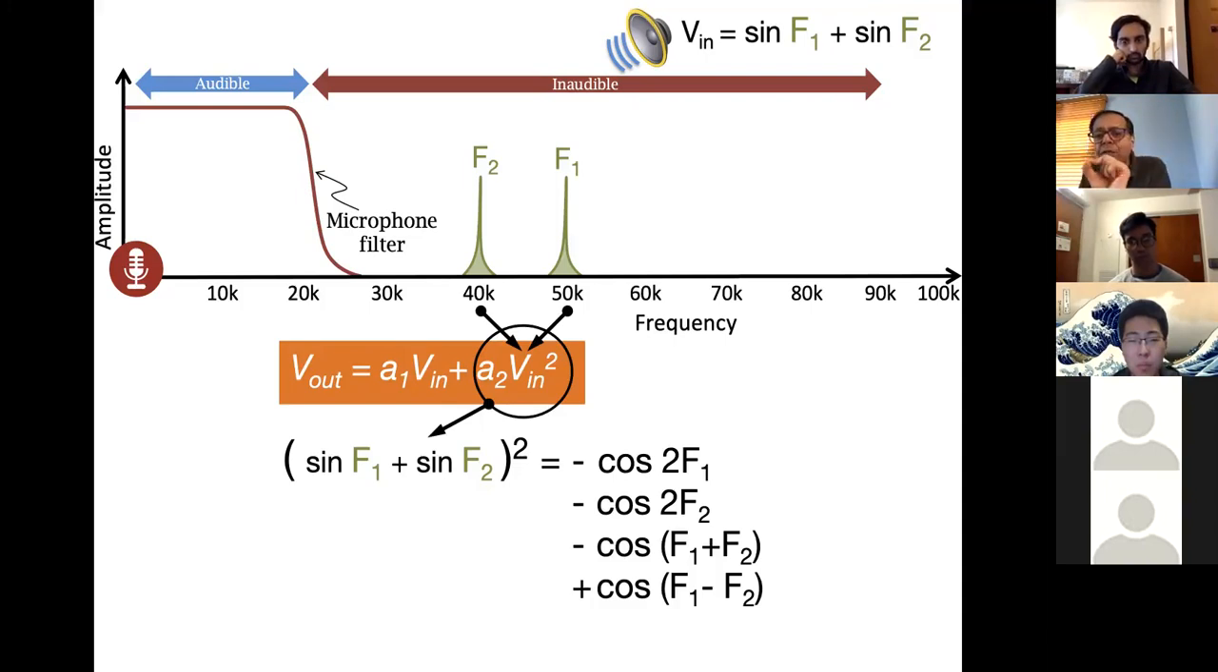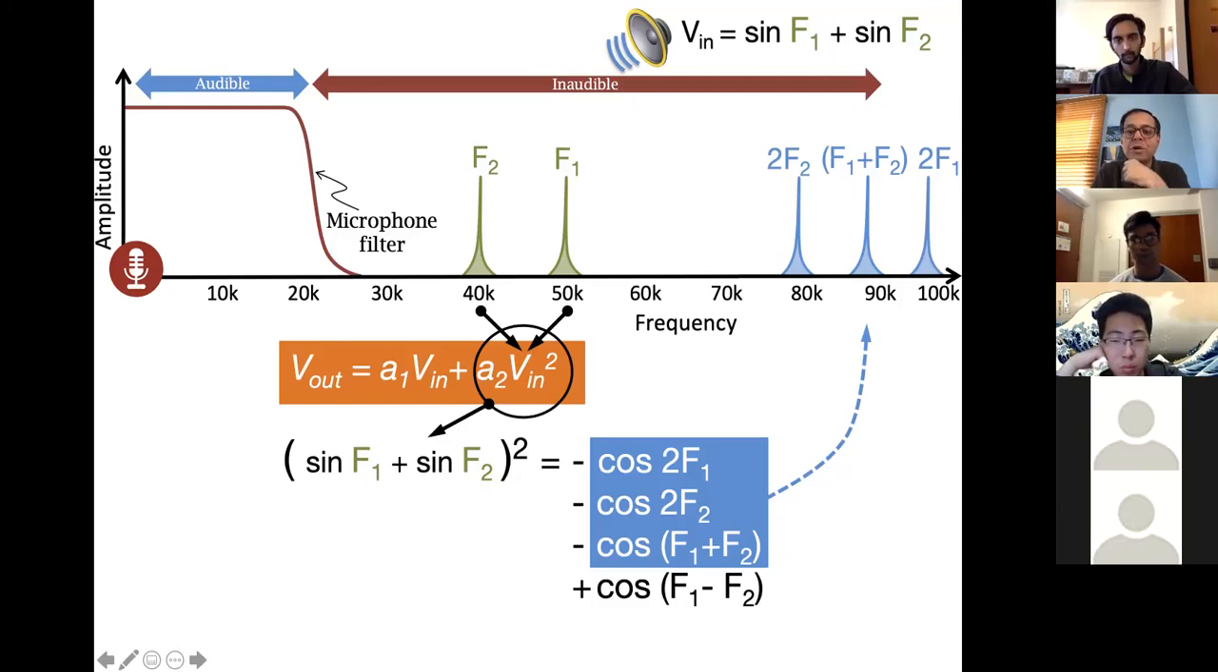So to make f1 minus f2 audible, how should I design f1 and f2? What is the condition? What should f1 and f2 be so that I get an audible component? I suppose they just need to be within 20 kilohertz of each other. So f1 minus f2 should be less than or equal to 20 kilohertz. I have made it audible to the microphone. Right? You see that? Very good.